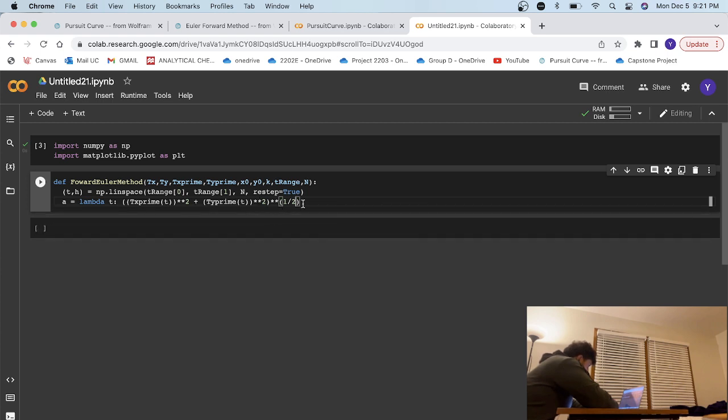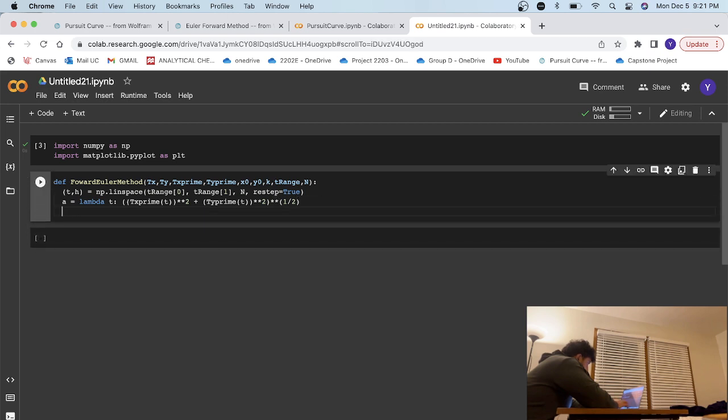What this is going to be doing is finding the speed. You can see that's going to be the square root of the x and y components. What did we say x was? tx prime, the speed in the x direction, and ty prime the speed in the y direction. We're just going to square them and take the square root, so we find the speed. We're going to define b as a lambda, a function of tx and ty. What is this one going to be used for? This is essentially going to be used for the distance between the pursuer and the target.